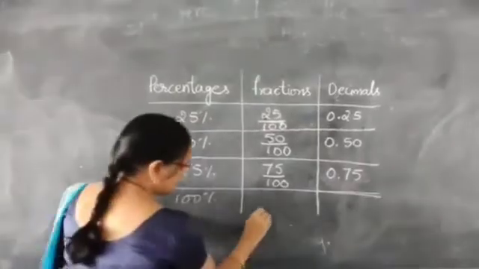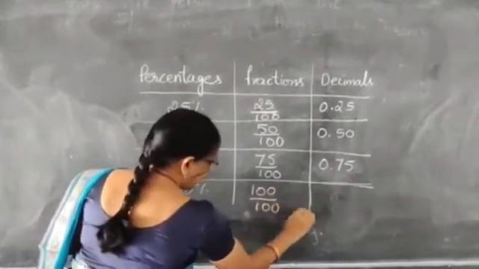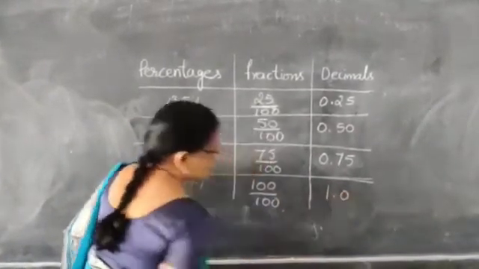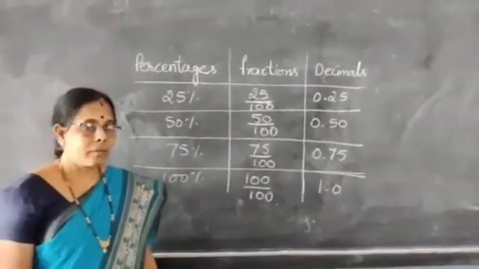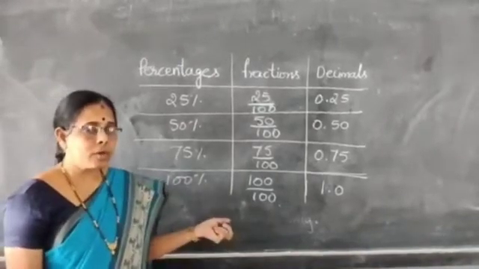100%. 100% means 100 by 100. So 100 by 100 means 1. So 1.0. Okay. I hope you understood, children. Now take out your workbook. We will do workbook sums.